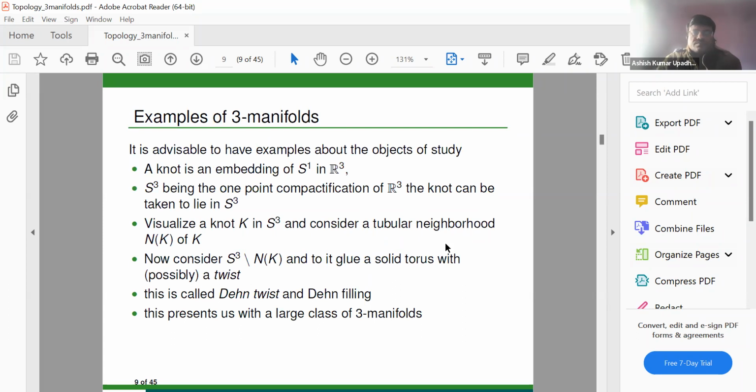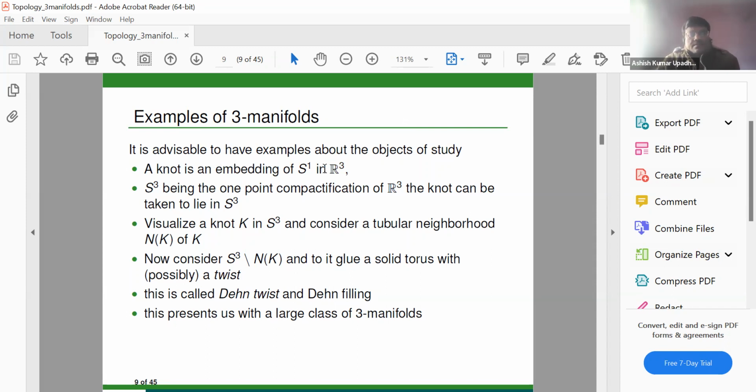Let us have some more examples of three manifolds at hand. It is always advisable that whatever we are studying, we should have some model or some examples of those objects in which we are interested. Here we are trying to understand the structure of three manifolds, so it is good to have some examples. One example we already saw is S3, and how it is made. It is made up of two cubes. One of the ways of making S3 is the procedure just outlined.